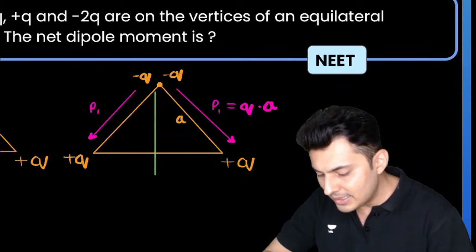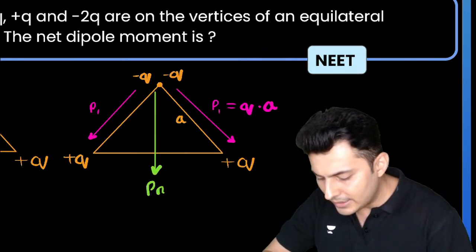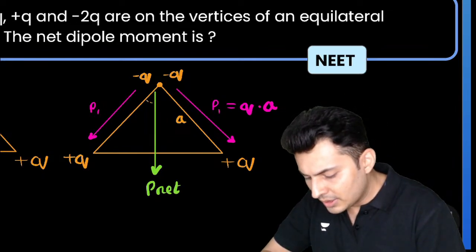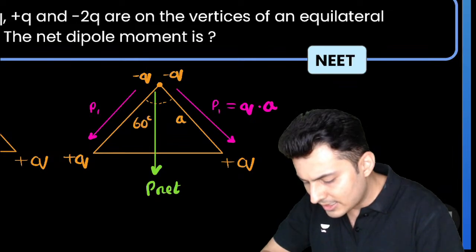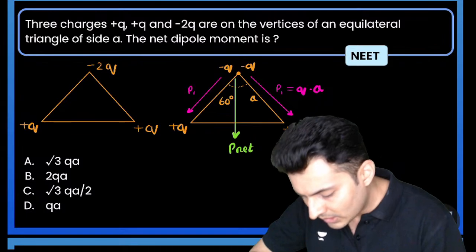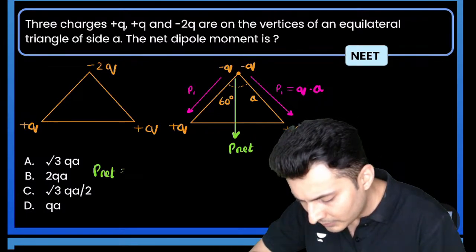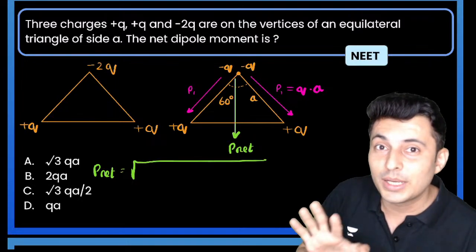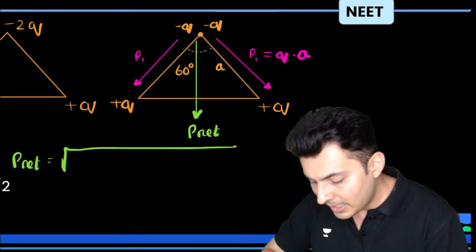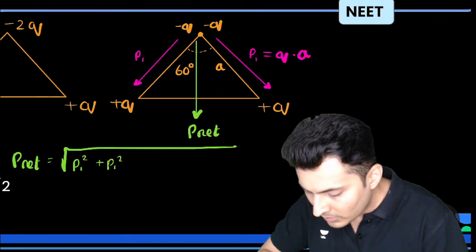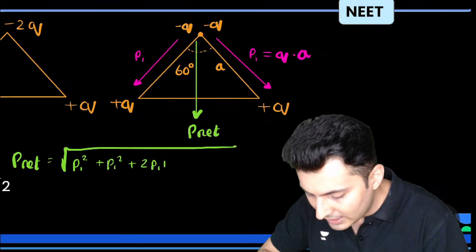Now what is the next point? You have to find the resultant. You have to find the net dipole moment. Okay. I know one more thing. The total angle is how much? 60 degrees. Total angle is 60 degrees. So I know what to do. The net dipole moment, I will use this formula: root of a square plus b square plus 2ab cos theta. So what is a? A is basically p1. b is also p1. Plus 2 into a into b into cos of 60.